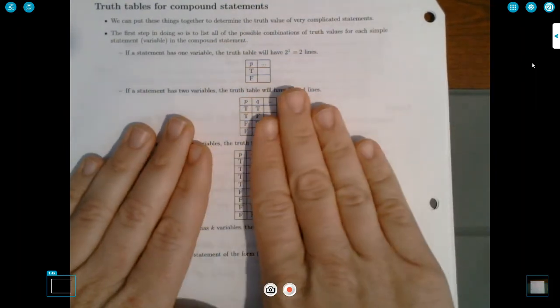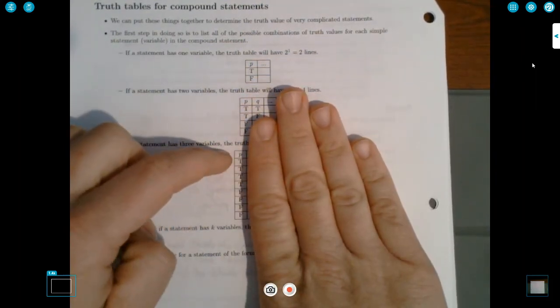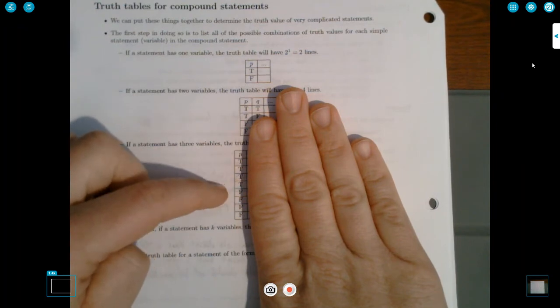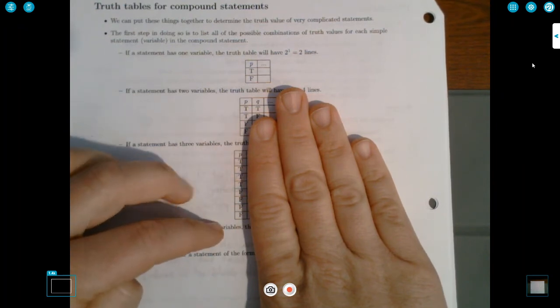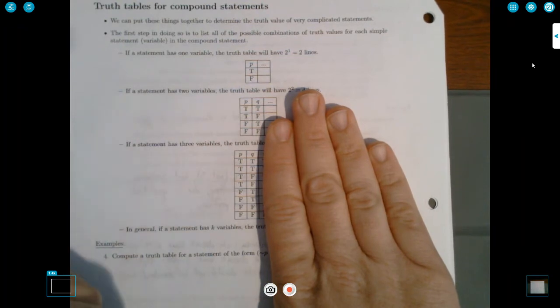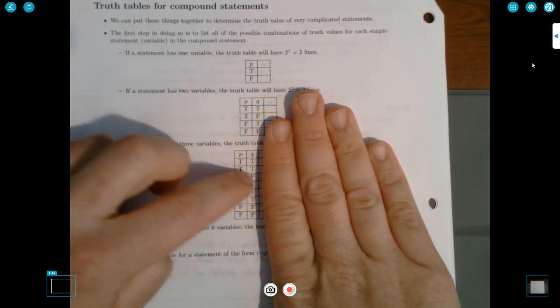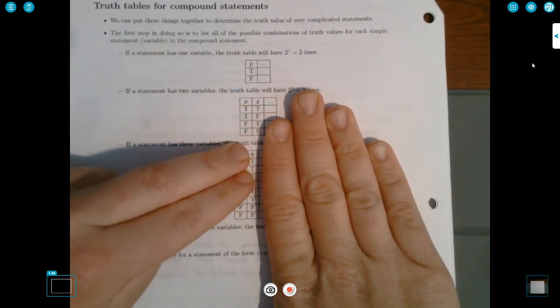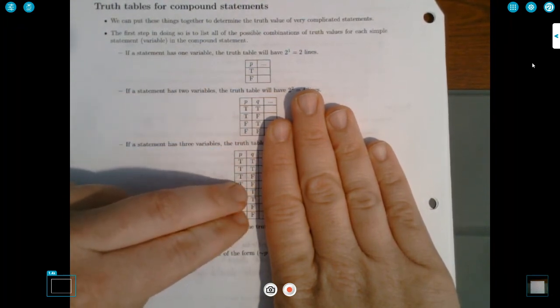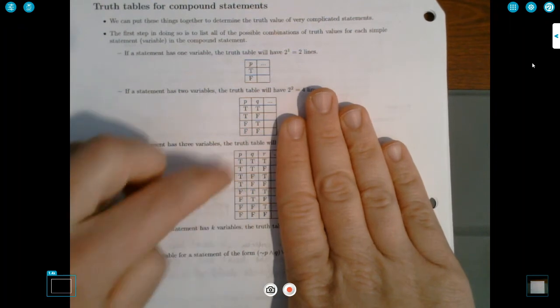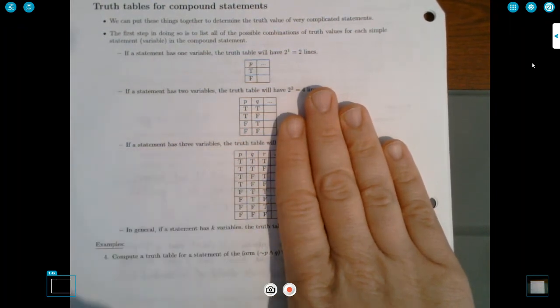The first variable in your table, you put half of the lines true, and then half of the lines false. Okay? And then for the next variable in the table, you do half of the half true, and then the other half false, and then you repeat that. Okay? And then for the third one, you alternate, right? True, false, true, false, true, false, true, false. So anyway, however you prefer to think about it is fine, but you just need to make sure that you list all 8 possibilities if you have 3 variables.